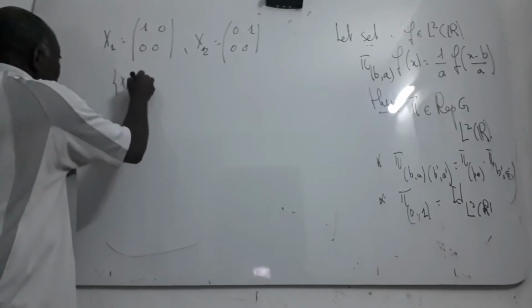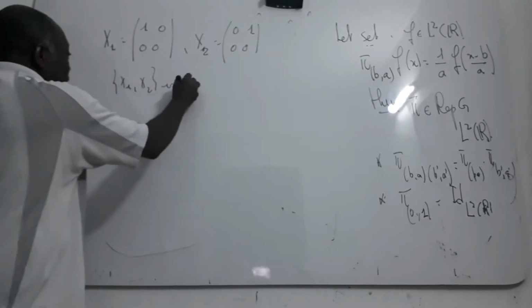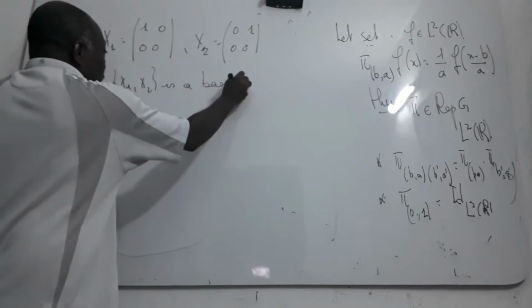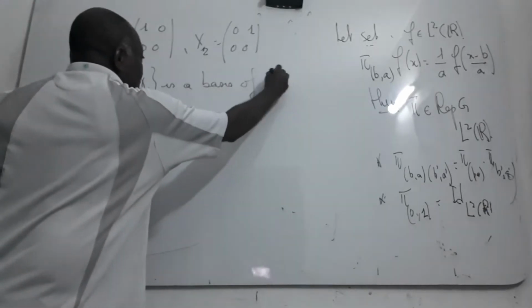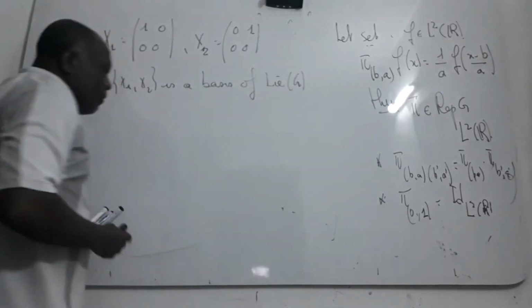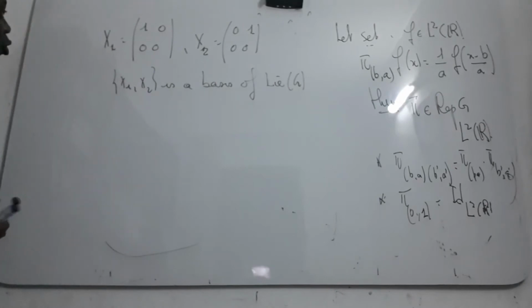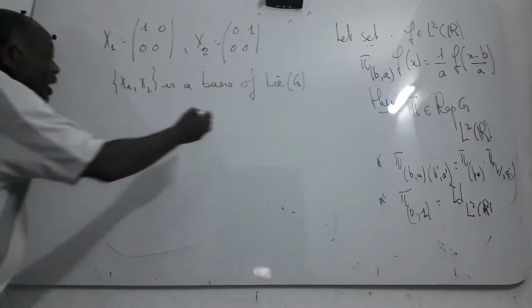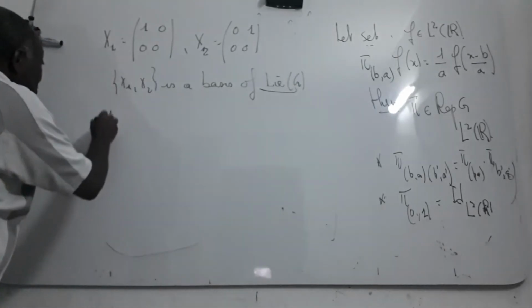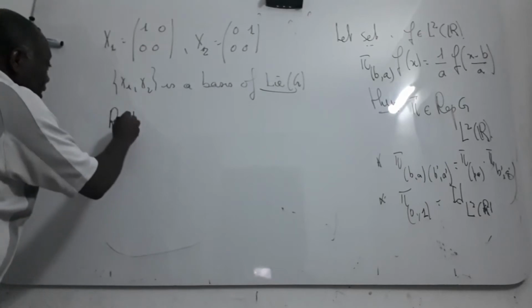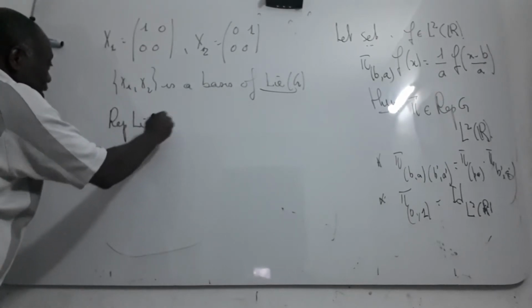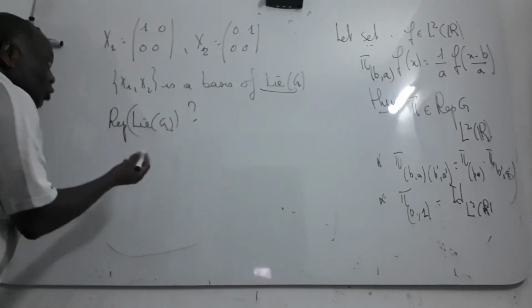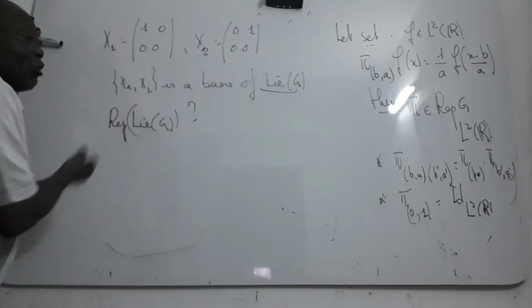S1 and S2 are the basis of the Lie algebra of our affine linear transformation group. So if you have to complete the representation of this kind of figure, you just complete the representation of each element.